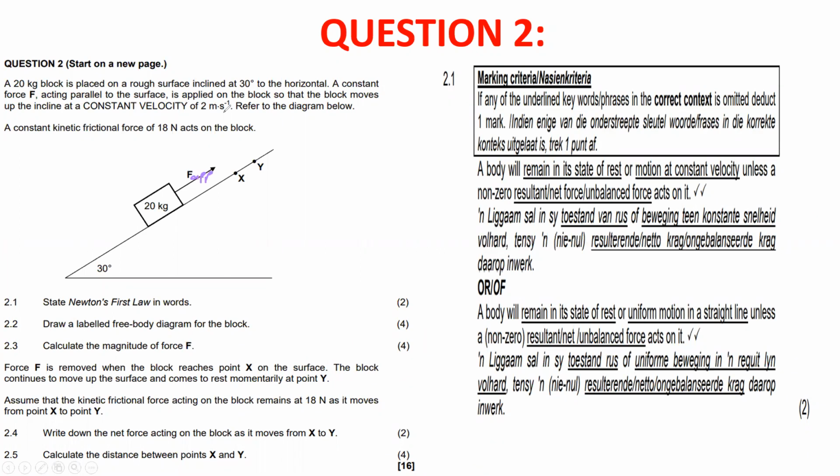Okay, constant velocity means acceleration is 0. So it's an easy one. Sometimes we have acceleration, sometimes we don't. And the friction force is also given: friction force is 18 newtons.